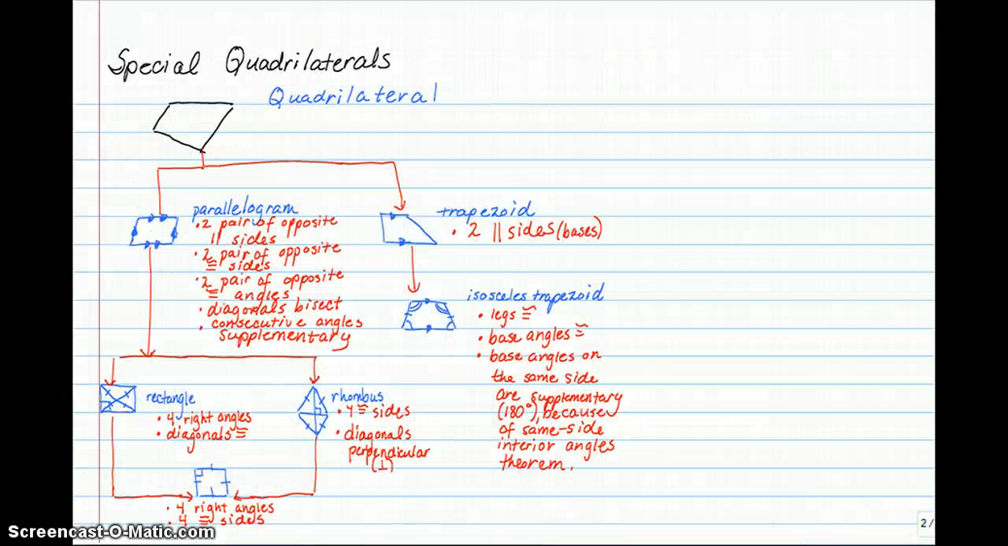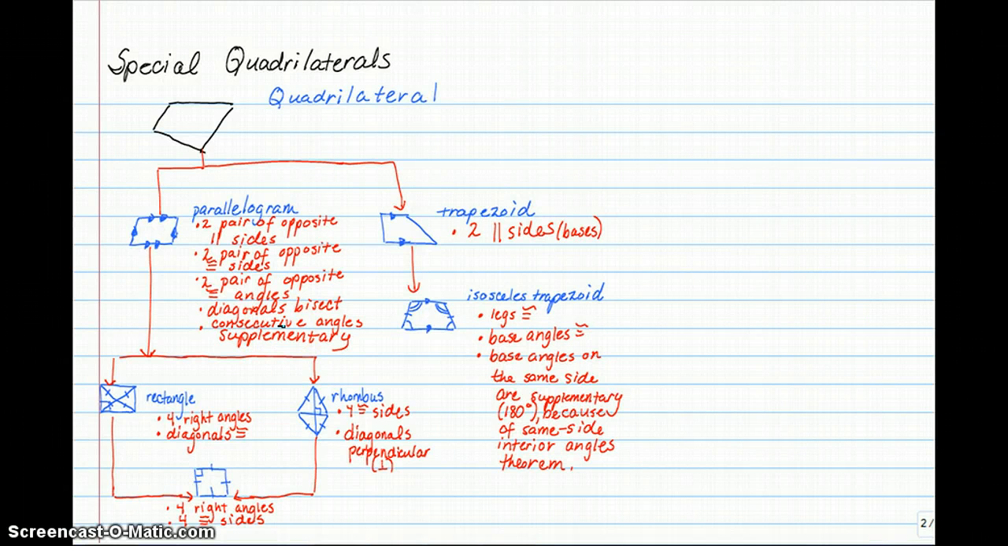Okay, there are special quadrilaterals. A parallelogram is a quadrilateral. We've already gone through its attributes. But there are other special quadrilaterals besides the parallelogram. As we know, the parallelogram has 2 pairs of opposite parallel sides, 2 pairs of opposite congruent sides, 2 pairs of opposite congruent angles. The diagonals bisect one another, and the consecutive angles are supplementary. So we know all of that about the parallelogram.